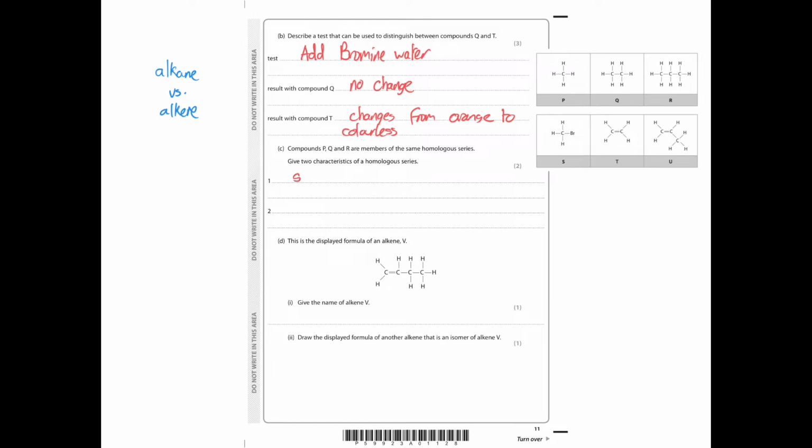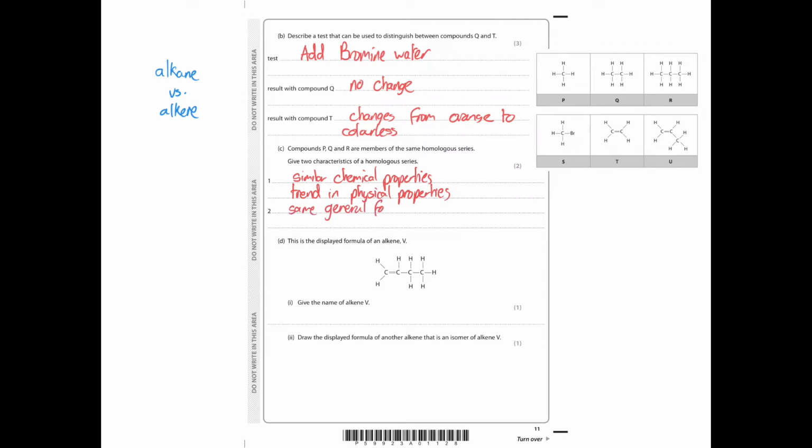The next question is more rote learning, as you're asked for 2 characteristics of a homologous series. There are in fact 5 characteristics of a homologous series, and I'm going to write all of them for you here. The first is similar chemical properties. The second is a trend in physical properties. Please note that these are not the same. One is similar in terms of chemical properties, the other is a trend in physical properties. Do not mix these up.